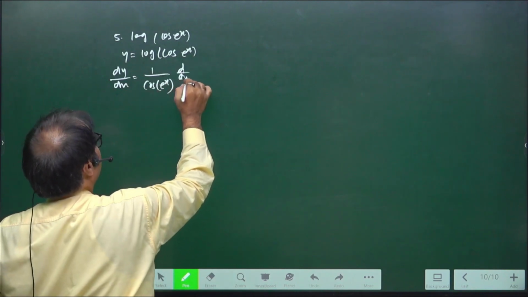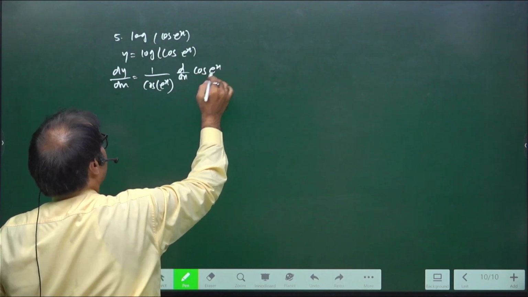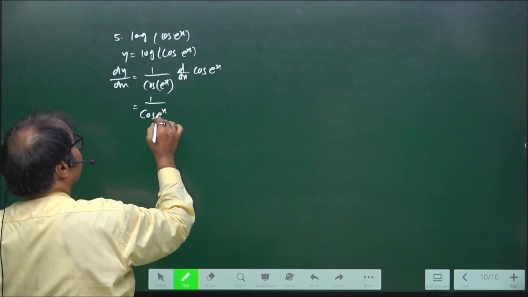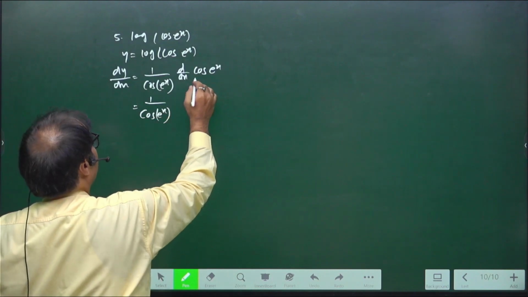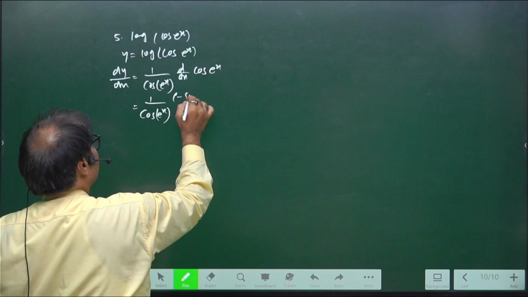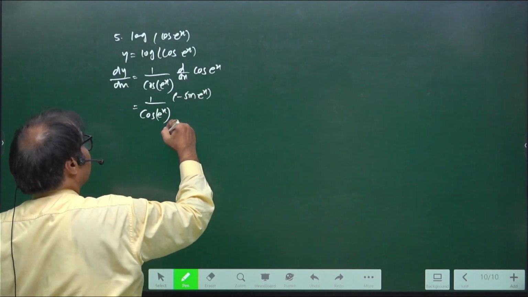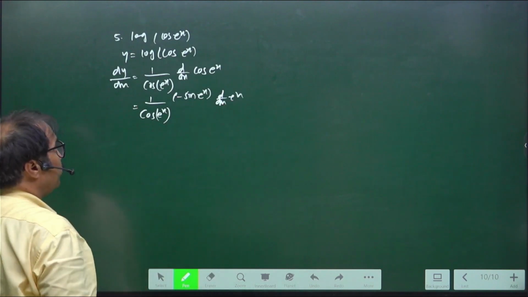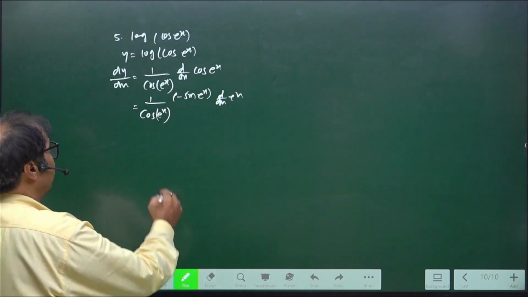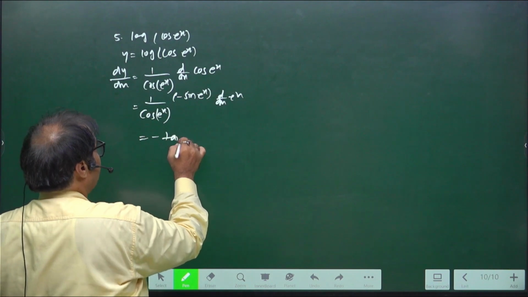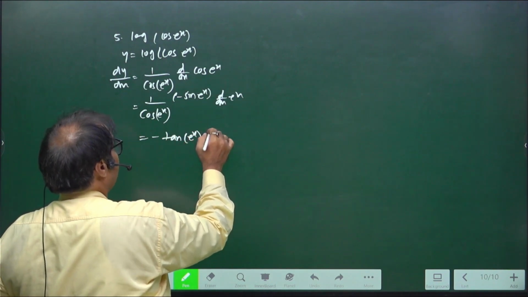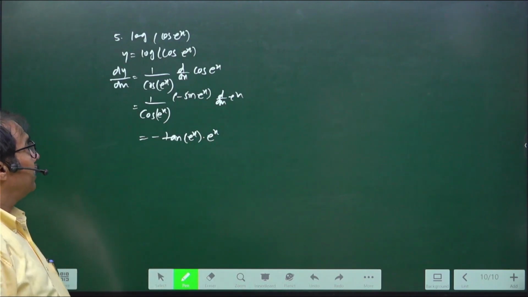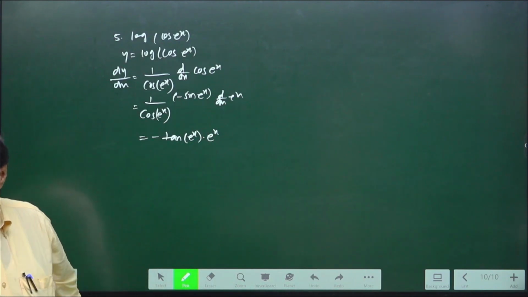And what is left? d by dx of cos e to the power x. The derivative of cos theta is minus sine theta, so minus sine e to the power x. And what is left? d by dx of e to the power x. So minus sine theta upon cos theta means minus tan theta, so we can write minus tan of e to the power x into e to the power x, because the derivative of e to the power x remains the same. So this should be the answer.